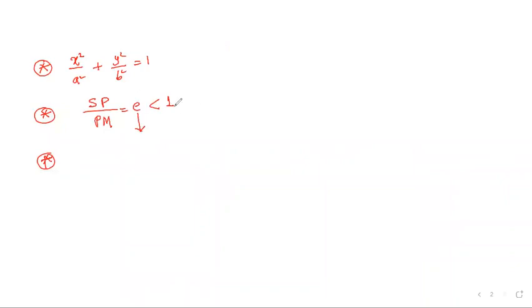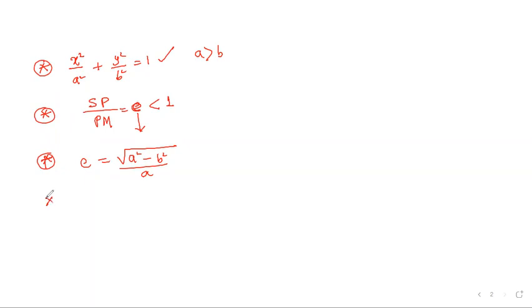The eccentricity of the ellipse should be between 0 and 1. How do you calculate the value of eccentricity from the equation? E is the root of (A squared minus B squared) upon A squared. In this, whatever I'm saying, A is greater than B, then only what I'm saying is correct.